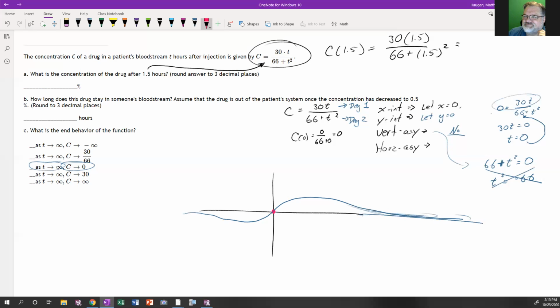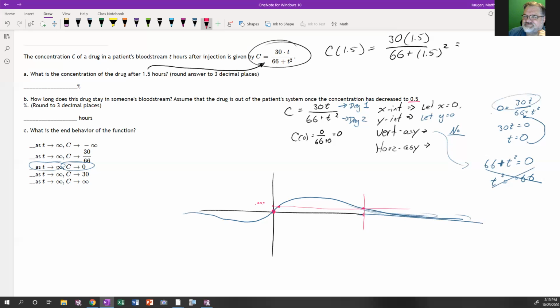So once the concentration has decreased to 0.5%, we'll just look at wherever 0.5% is, so 0.005. That 0.005 is going to come up twice, once on the way up and once on the way down. So we want this value on the way down.